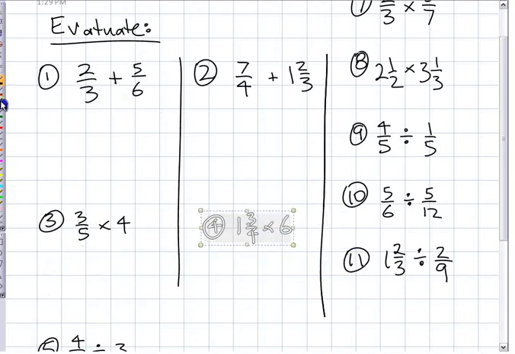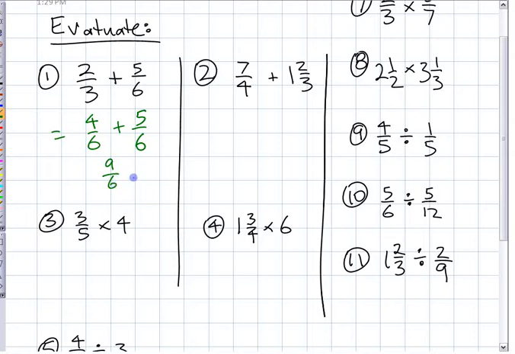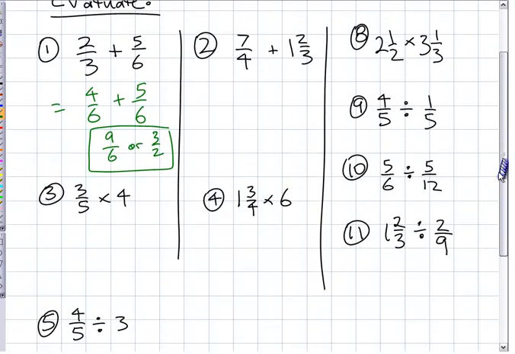If I was going to work this one out here, I would change the first fraction to 4/6 and leave this as 5/6, and you get that this is 9/6. 9/6 you can actually reduce. You can make it 3/2 if you want. You make a common denominator, change that first fraction. Second question here.